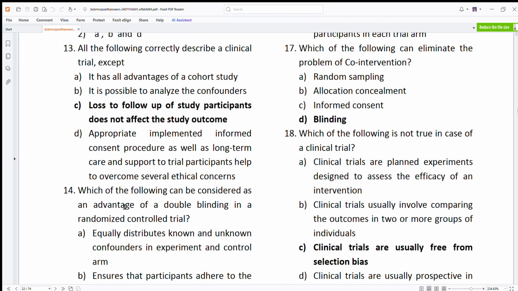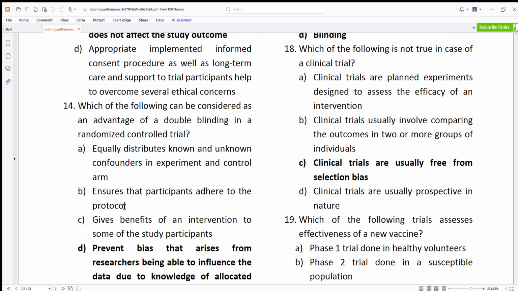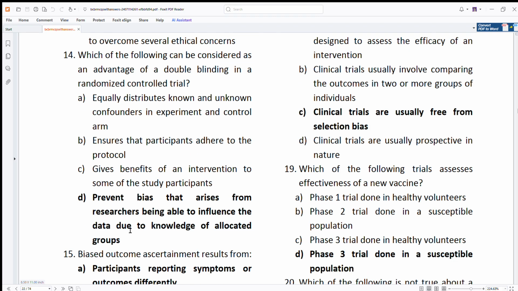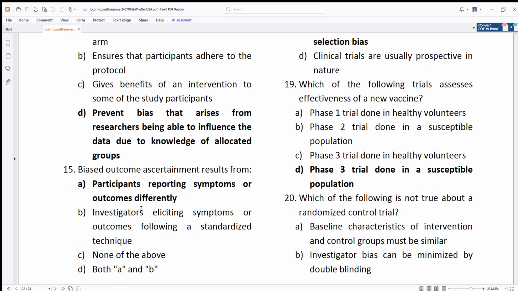Which of the following can be considered as double blinding? Prevent bias that arises of researchers being able to influence. Like if I am a researcher, I am a principal investigator, then I can influence. I would never influence obviously any study subject. Why should I influence them? But researchers can influence the data, so that is why we do double blinding, because we have the knowledge of allocated groups, right? But I did a very ethical, clean, honest study.